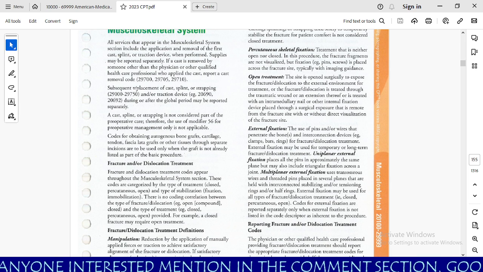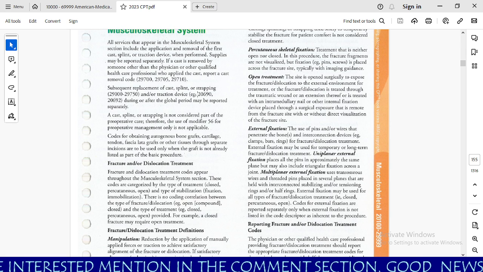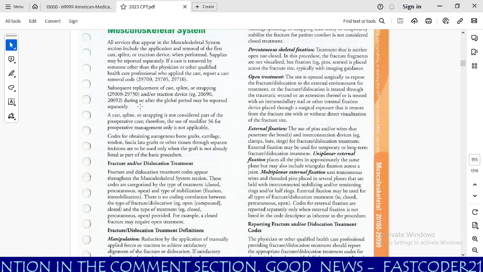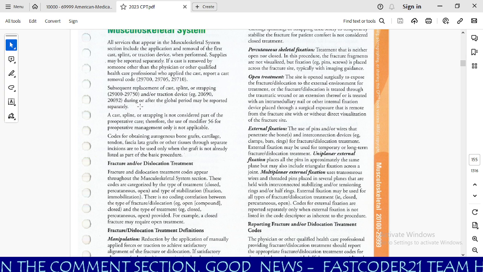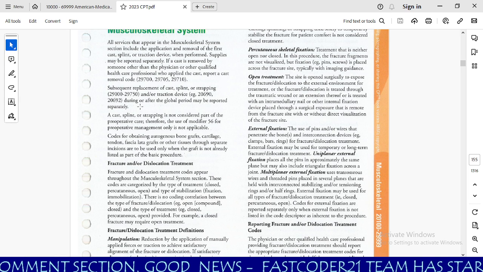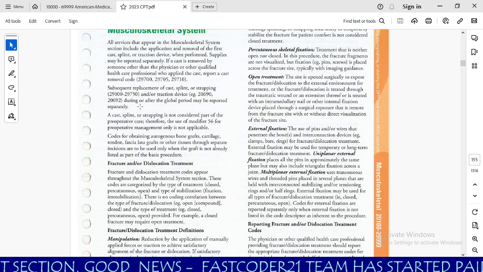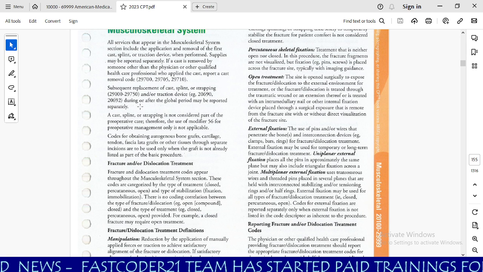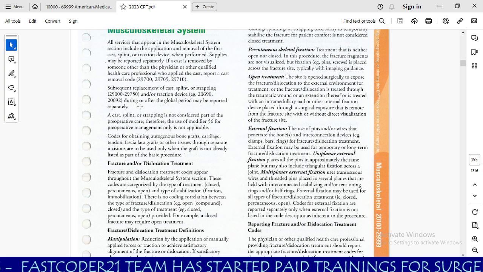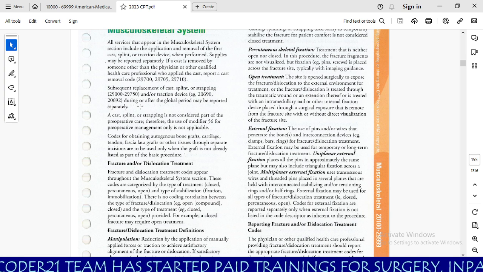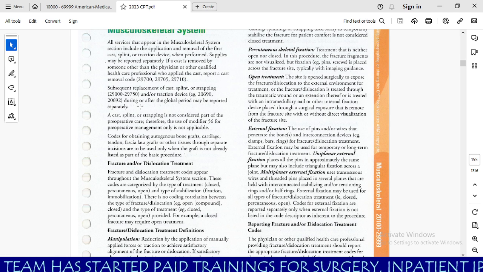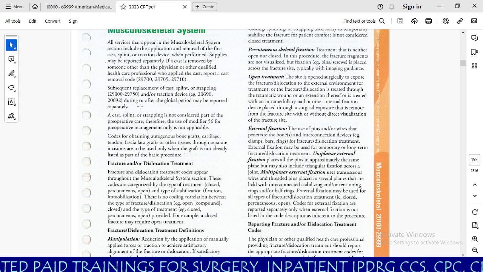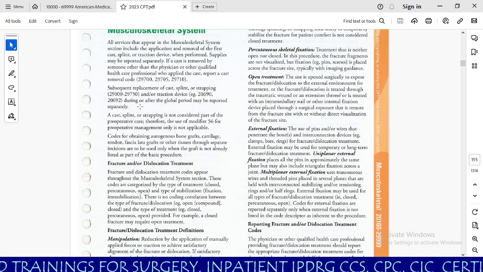And we have one more guideline: subsequent replacement of cast, splint or strapping and or traction device during or after the global period may be reported separately. Here you need to understand that, for example, a patient has a cast applied. As all of us know, the initial cast we will not code. If the patient has any type of fracture or damage in the cast, the patient will come into the hospital for replacement. Here they are telling that subsequent replacement of cast, splint or strapping we can code, which occurs even during the global period or after the global period also.